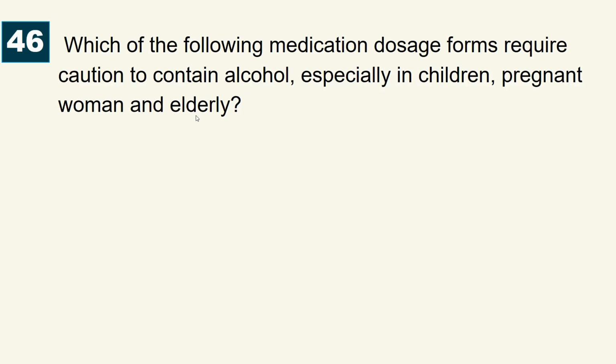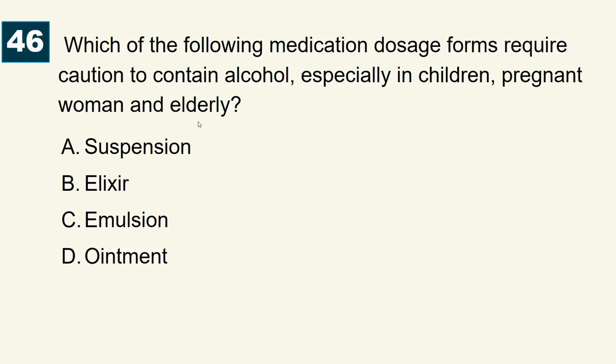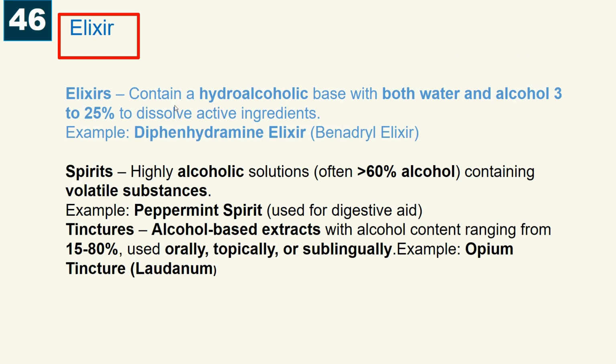Next, which of the following medication dosage forms require caution because they contain alcohol, especially in children, pregnant women and elderly? A. Suspension, B. Elixir, C. Emulsion, D. Ointment. The correct answer is elixirs. Elixirs contain a hydroalcoholic base, both water and alcohol, between 3 to 25%. So therefore, this medication requires precaution in small children, pregnant women, and elderly.